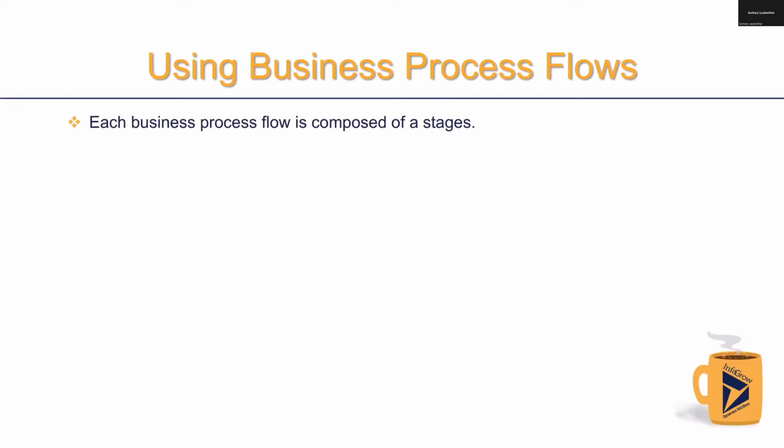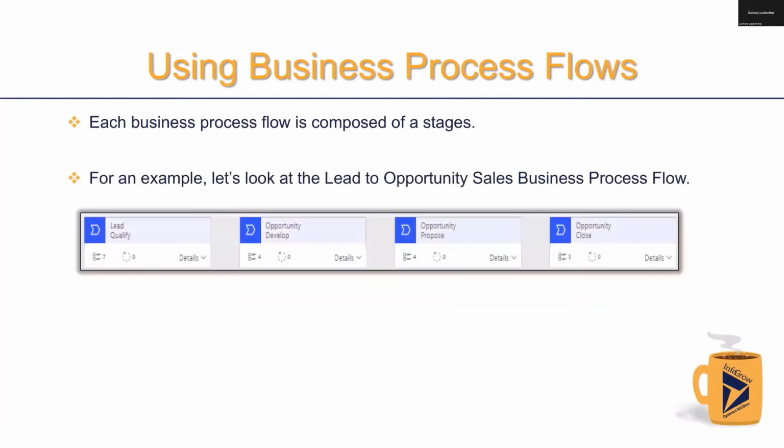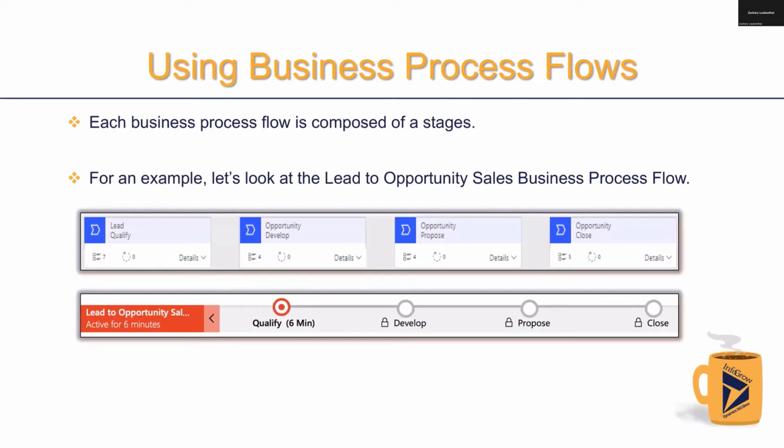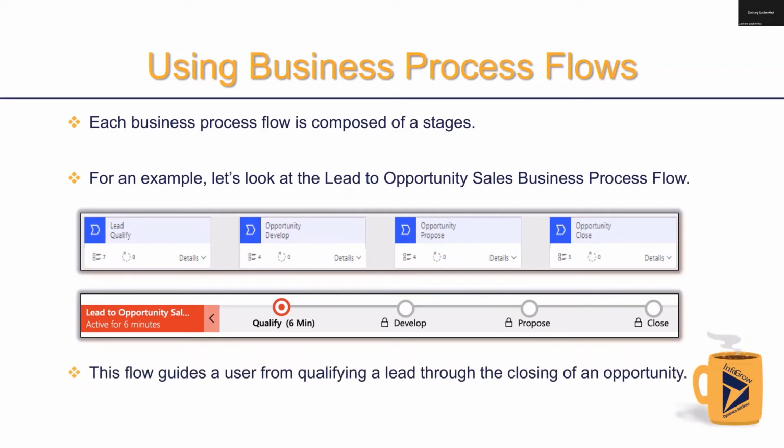For example, let's take a look at the lead opportunity sales process. As mentioned, this flow is included out of the box in Dynamics 365 for sales. This flow guides the user from qualifying a lead through closing of an opportunity. As you can see, this process consists of 4 stages. First, users must qualify the lead, which then turns the lead into an opportunity. Next is a development stage for the opportunity. Preceding that is a proposal stage, and finally, the close stage completes the process.